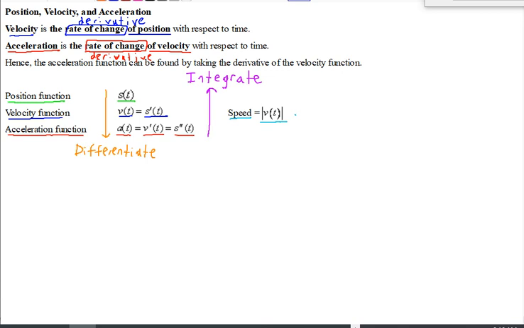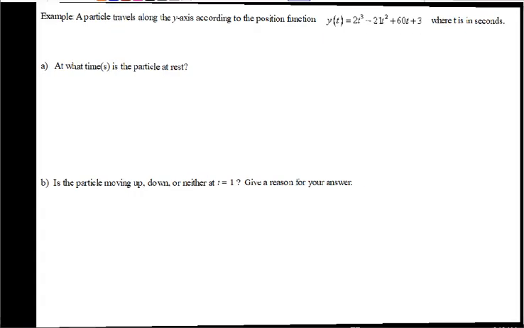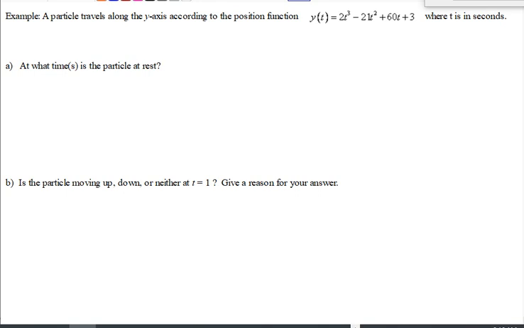All right, so let's take a look at some example problems now. Here we've got a particle that's traveling along the y-axis, and so its position function, a lot of times they'll call it y of t. It's moving on the y-axis, so up and down here. And time is in seconds. It says at what time, or times, is the particle at rest. Whenever you see that phrase, at rest, that means it's not moving. And if it's not moving, the velocity would have to be 0. So that's how we're going to solve this, figure out what times make the velocity 0.